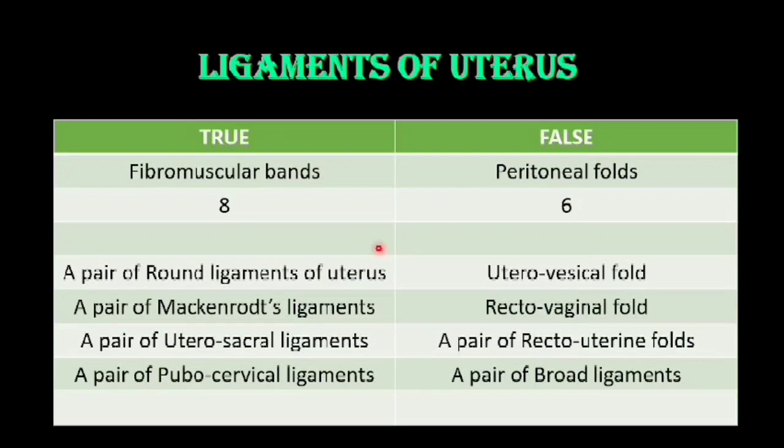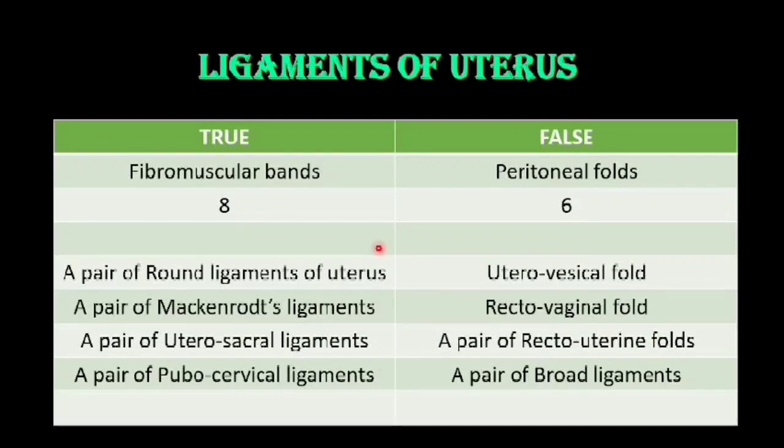So what are the ligaments of uterus? So the ligaments are divided into true ligaments and false ligaments. True ligaments are nothing but fibromuscular bands, whereas false ligaments are peritoneal folds. These fibromuscular bands are 8 in number, whereas the peritoneal folds or the false ligaments are 6 in number.